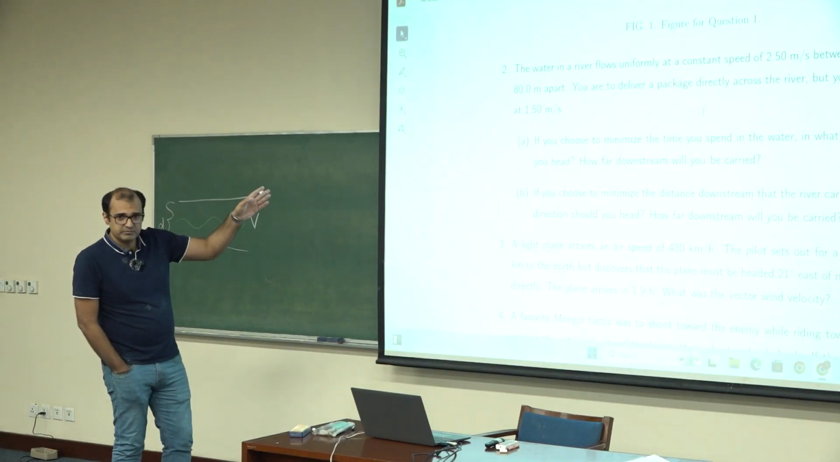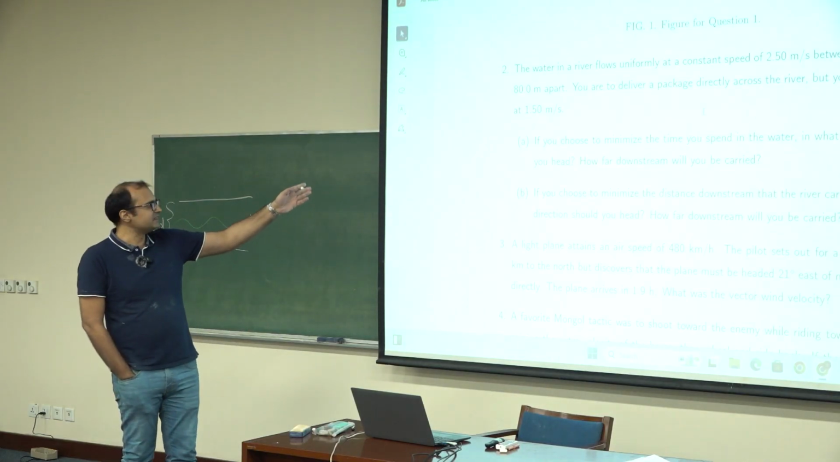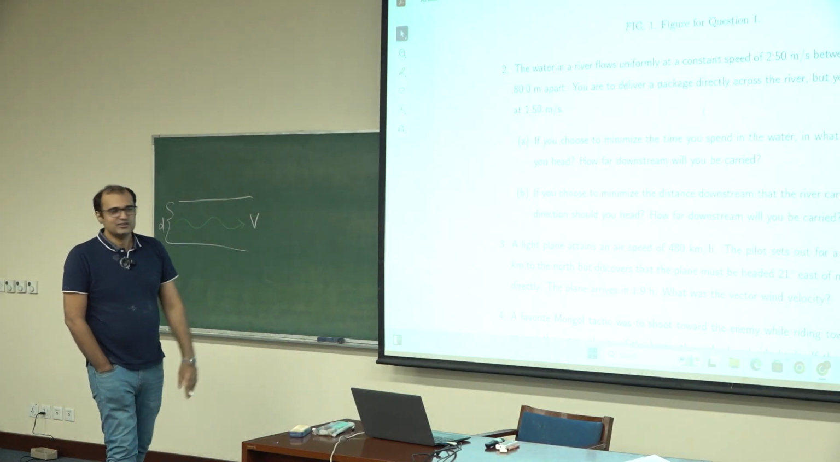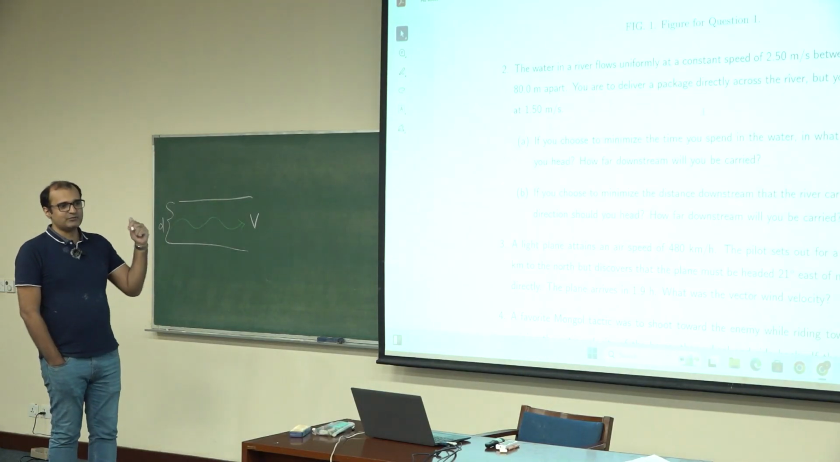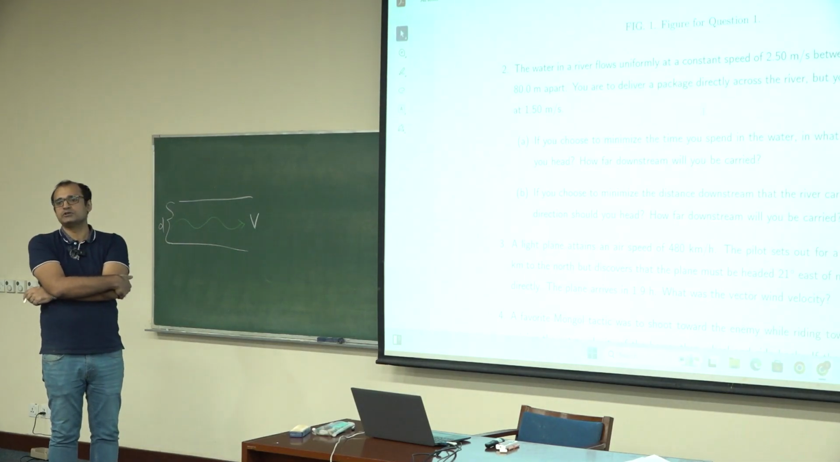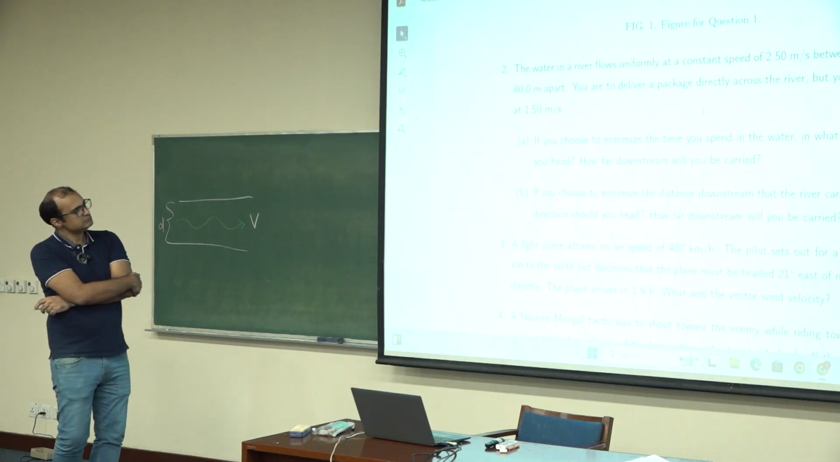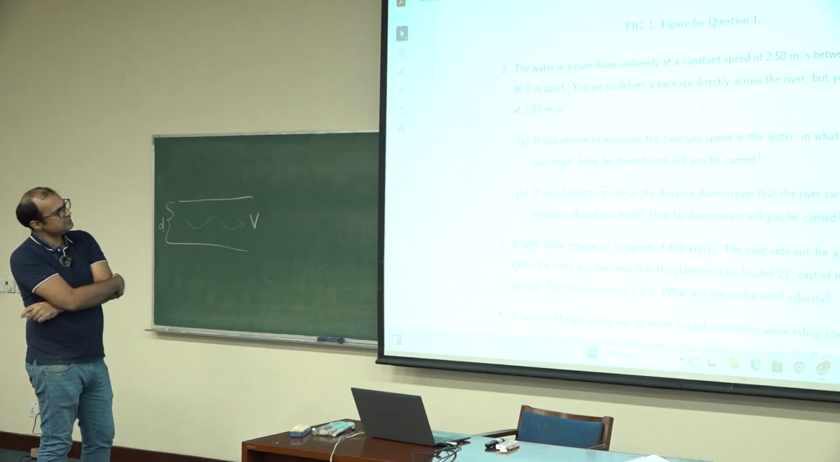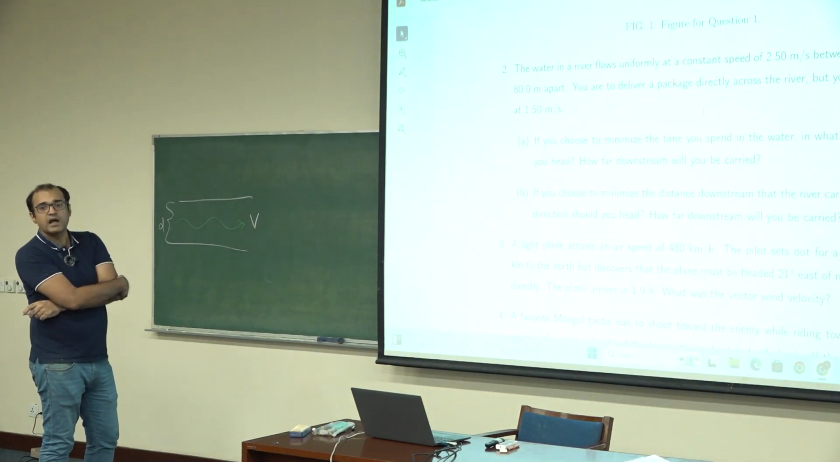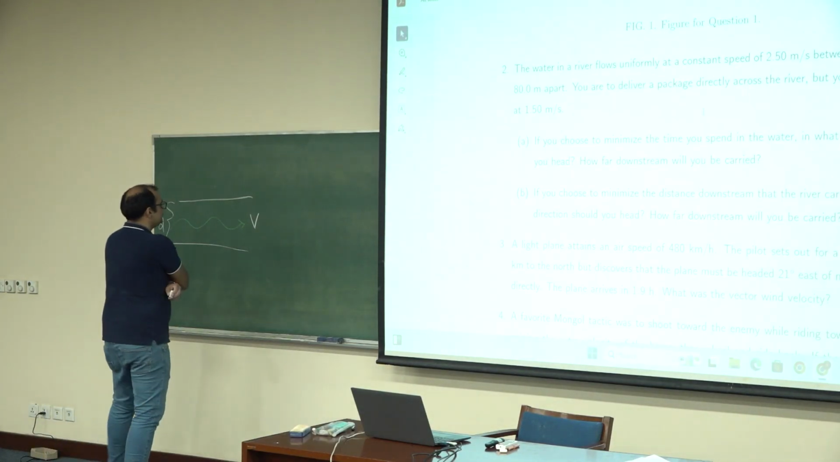But poor you can only swim at 1.5 meters per second. I'm not so sure how that compares with Olympic level swimmers, but I'm pretty sure it's rather feeble. But anyway, so you have this. If you choose to minimize the time you spend in the water, in what direction should you head? What do you mean? How will you minimize the time spent in water? We'll go at 45. 45 like this. You just have to go to the other bank.